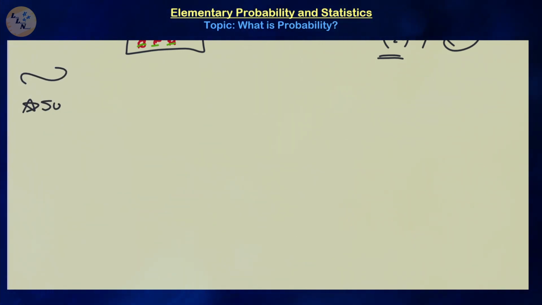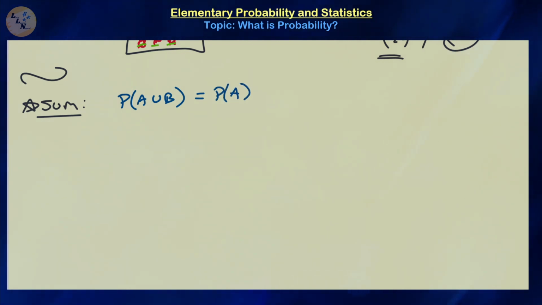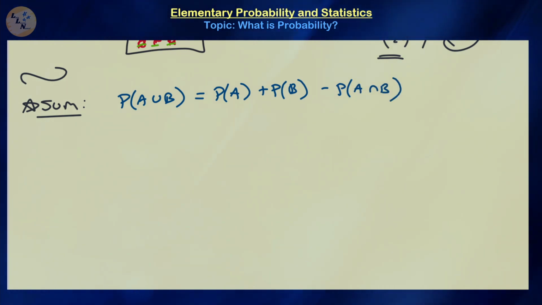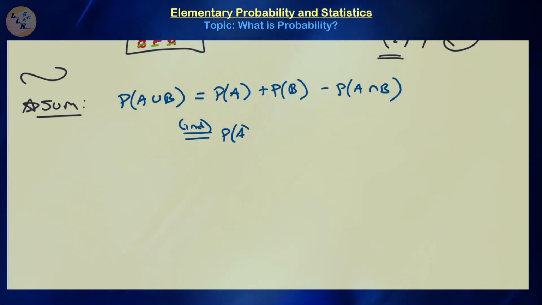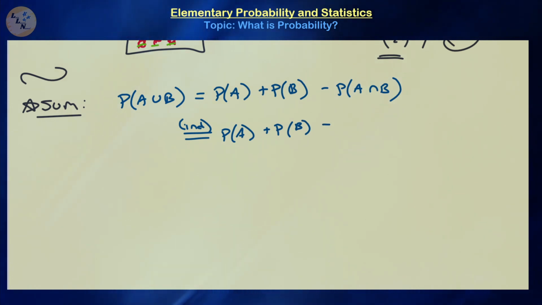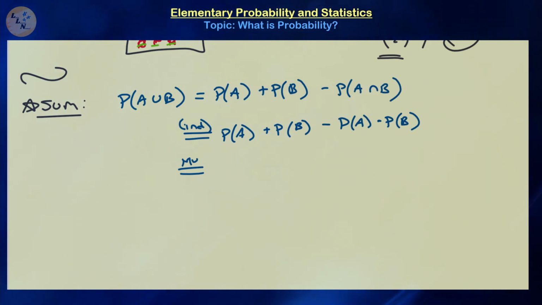So the sum rule has the following relationships. The probability of A union B is going to be equal to the probability of A plus the probability of B minus the probability of A intersection B, the overlap of the two. Now, if these events are independent, then we can write this as the probability of A plus the probability of B minus, so if A and B are independent events, then that's just the probability of A times the probability of B. And if they're mutually exclusive, that means the probability of A and B is just equal to 0.